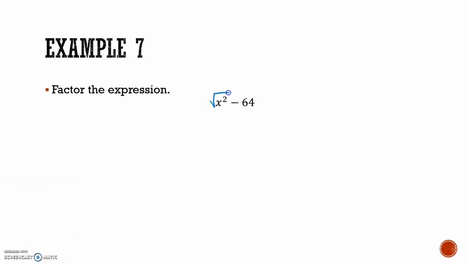If I take the square root here, I get that a equals x. Square root here, b equals 8. So the formula tells me that what I'm going to do is draw my two sets of parentheses. A goes in the front, b goes in the back. And then no matter what, because this sign right here is a minus sign, they are going to be different signs. And that would be my final answer.